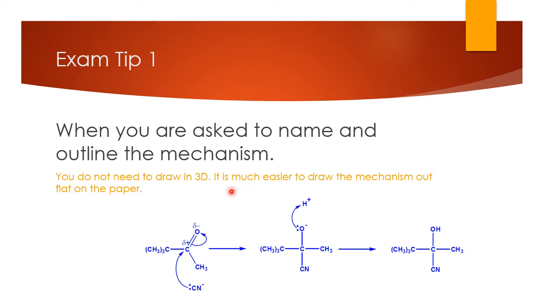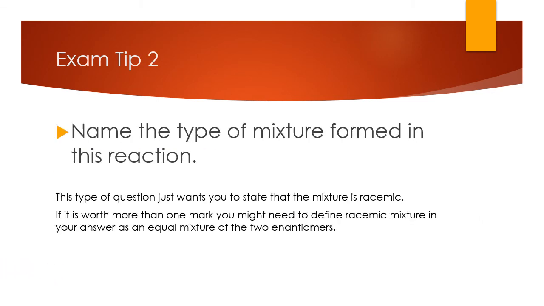So, a couple of exam tips for you. Number one, when you're asked to name and outline the mechanism, you don't need to draw it out like I did a couple of slides back in 3 dimensions. You can just draw it flat on the paper. Don't make life difficult for yourself. Just draw it out as you normally would and call it nucleophilic addition and score those marks. That's a nice 5 marks, 4 for the mechanism and 1 for the name. Get those marks, practice that mechanism.